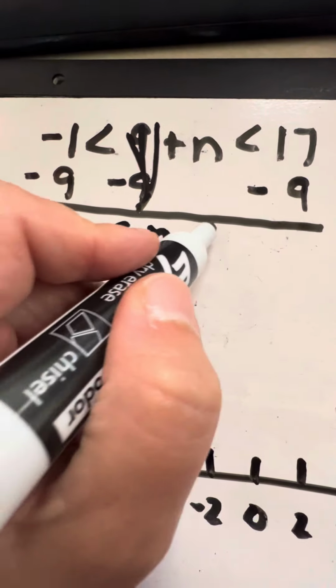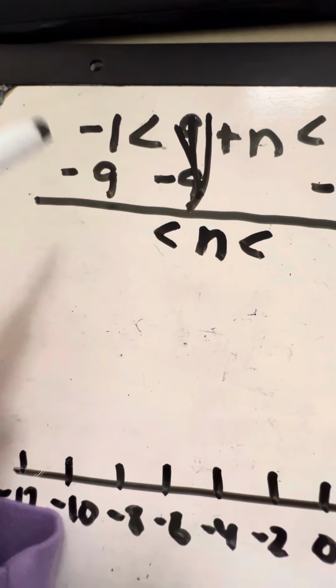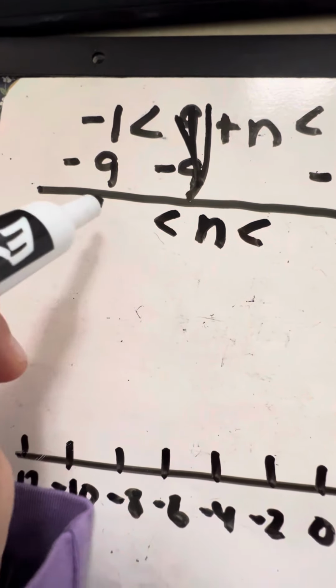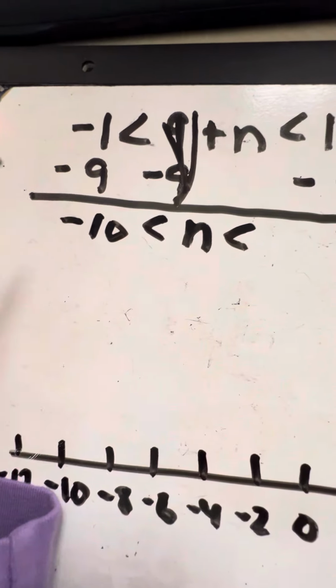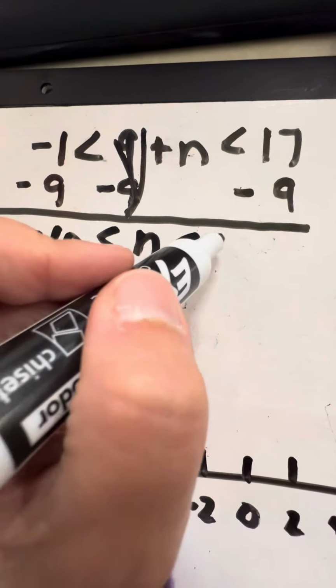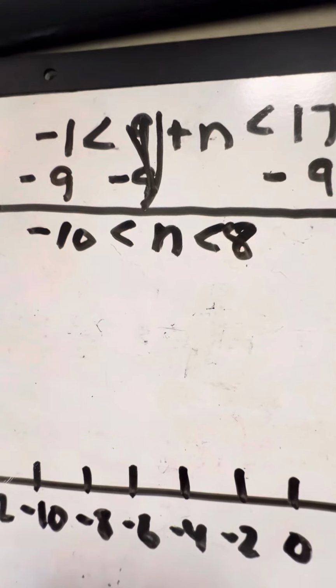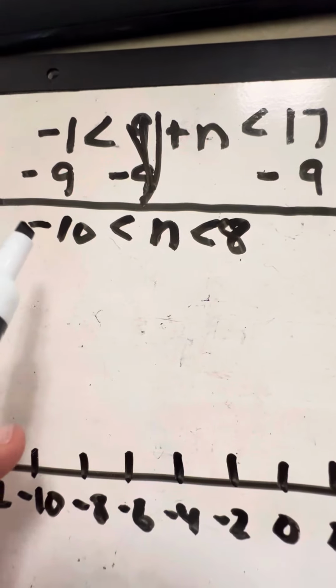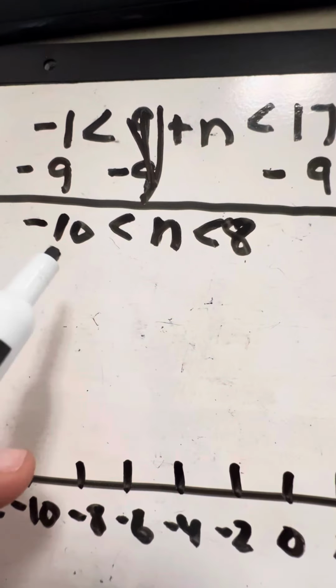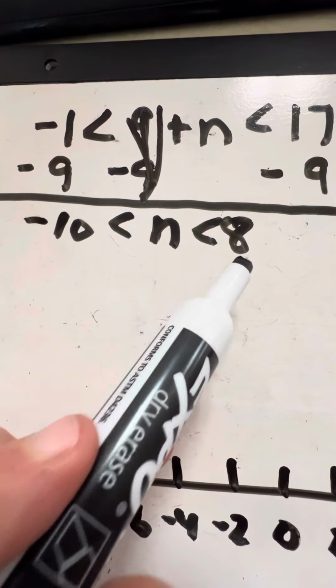We put our inequality symbols, and then we just subtract. So -1 minus 9 is -10. And then over here, 17 minus 9 gives me 8. So my inequality statement, or my solution, would be that my n value could be anywhere between, but not including, -10 and 8.